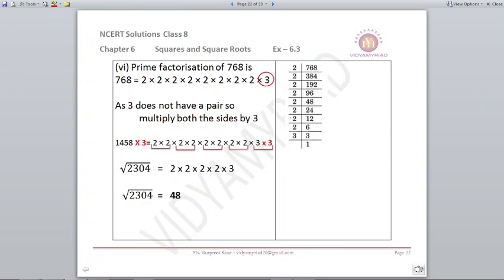Next, prime factors of 768. Now here 2 has the pair with it, but 3 is standing alone. It doesn't have any partner. So we will multiply both the sides with 3. So 768 multiplied by 3 gives me 2304, and square root of 2304 will be 2 into 2 into 2 into 2 into 3, which is 48.